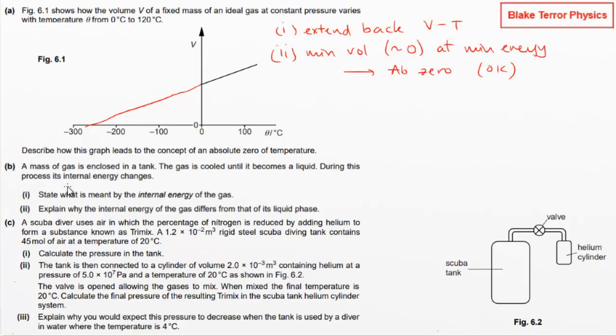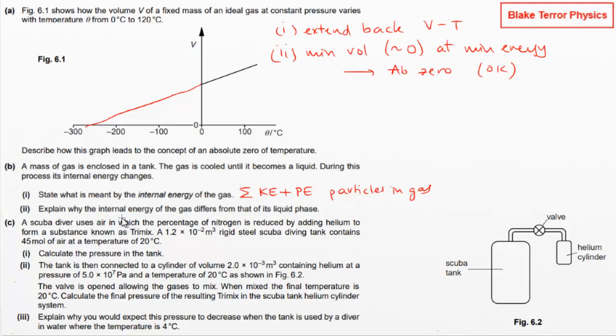Part B, a mass of gas is enclosed in a tank. The gas is cooled until it becomes a liquid. During this process, its internal energy changes. State what is meant by the internal energy of a gas. So it is the sum of the kinetic energy and potential energy of the particles in the gas. So that's good.